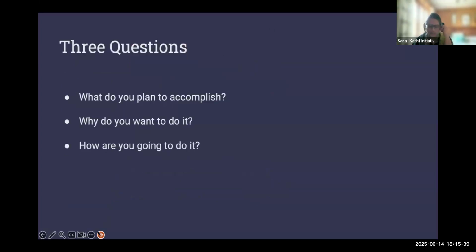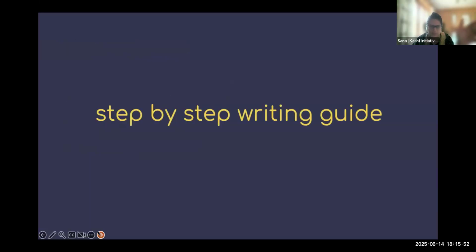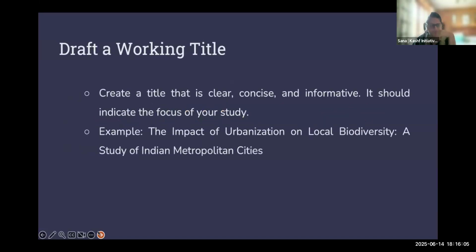So three questions that you should have in your mind are: what do you plan to accomplish in your research? Why do you want to do it? How are you going to do it? This is something that cannot be understated, and you must be clear on these three points. Now let's go to the step-by-step writing guide. What exactly will go into a research proposal? I have discussed and flagged the elements already. Now let's discuss those elements in detail.